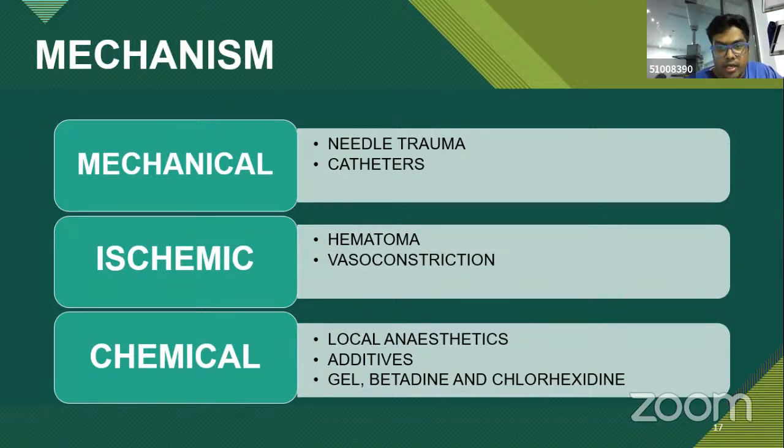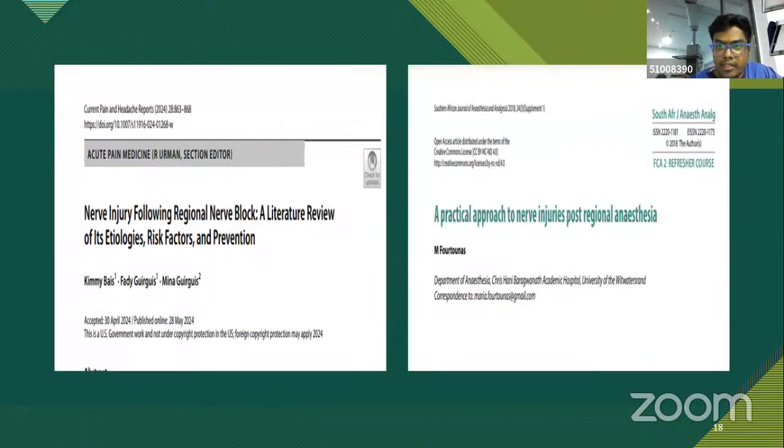So when you actually interrupt the perineurium, the axons are exposed to the local anesthesia, and the axon damage will be very severe. So intraneural injection, intrafascicular injection is more dangerous than the extrafascicular injections. And chemical, the local anesthetics that we use are by themselves neurotoxic, and the additives that we use, and the gel that we use for the ultrasound guided blocks, betadine and chlorhexidine, you all know, and it was talked about by Milin also. And these are my 2 references for the nerve injuries.